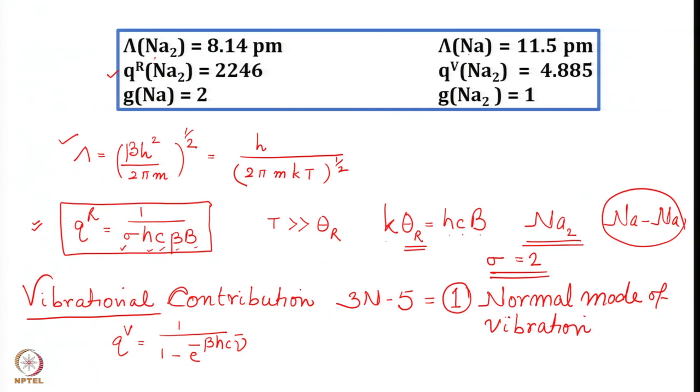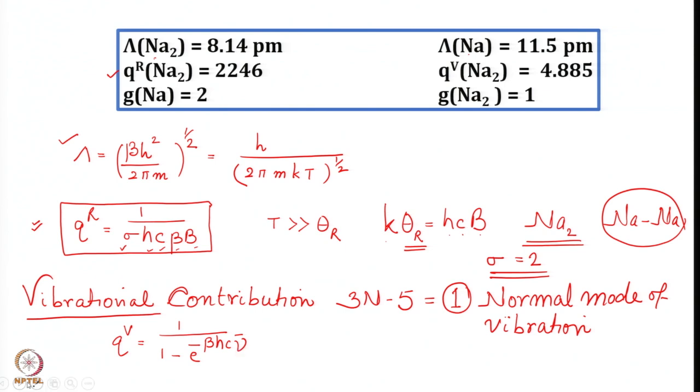Remember this expression which I have written over here, this can be used at any temperature. There is no high temperature approximation used over here. An alternate way of calculation can be, just like you evaluated the value of rotational temperature, similarly you evaluate the value of vibrational temperature from k theta v is equal to hc nu bar, calculate theta v, compare with temperature and then use the high temperature result. Not required, because this is a very simple expression. You know beta is 1 over kT, you know Planck's constant, you know speed of light and we know the vibrational wave number.